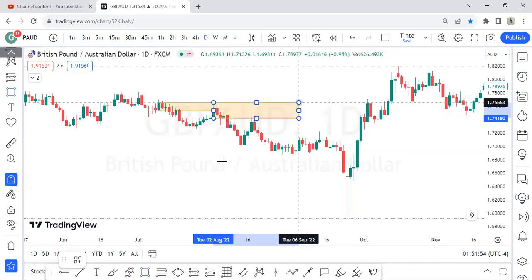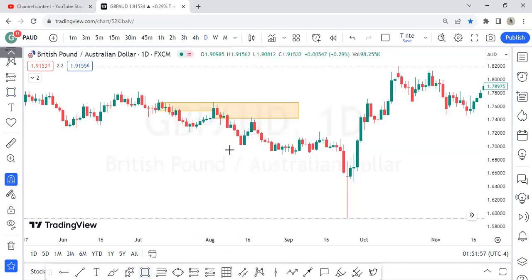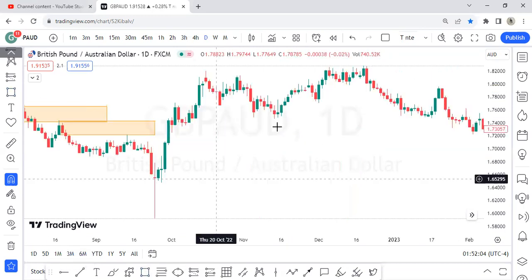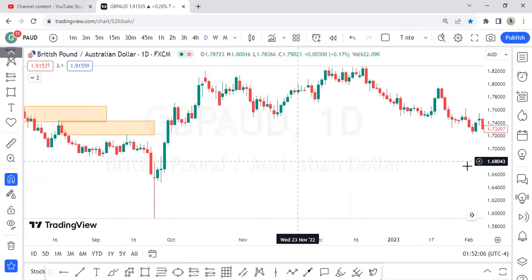You can see how this always prints, no repeats. Still another order block here. You can see, nice drop. You can see how it always prints on repeat. And you must always look at the trend of the market. The trend of the market matters.